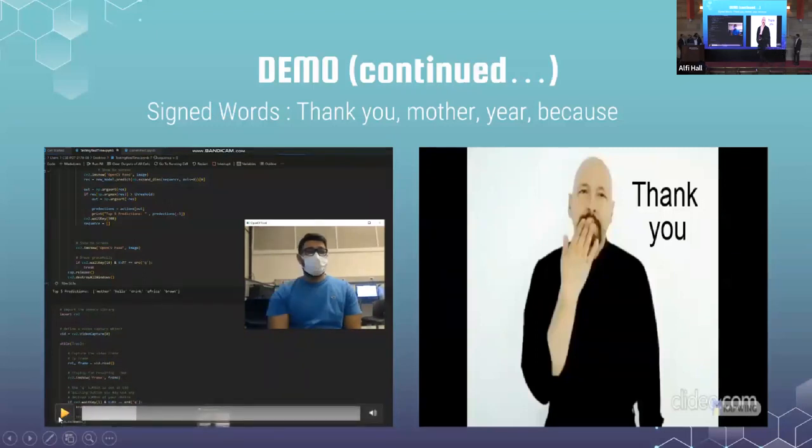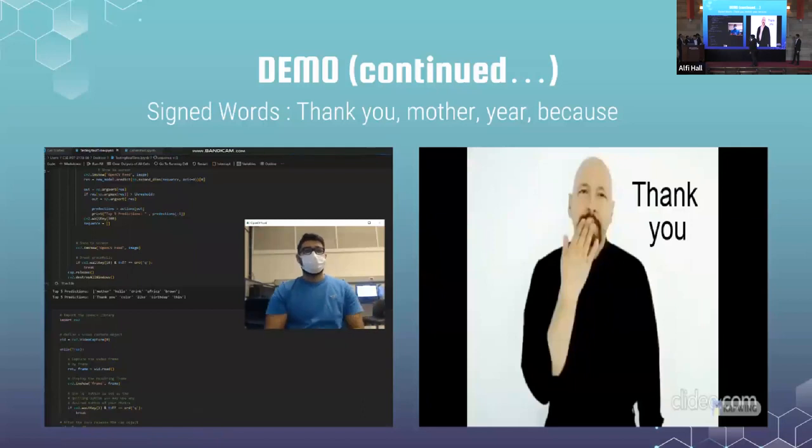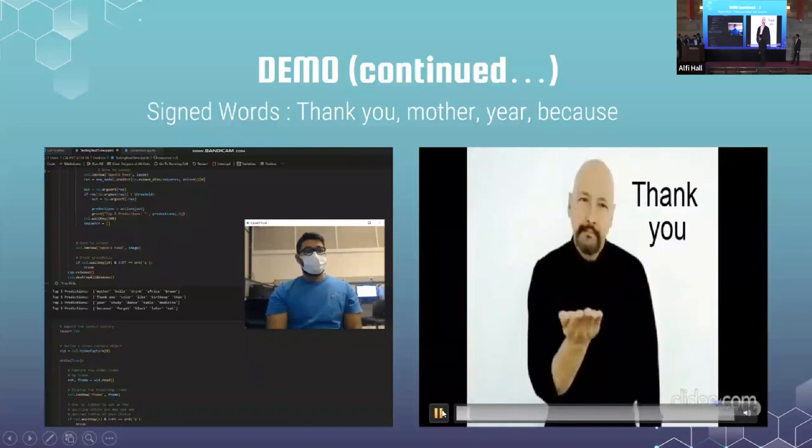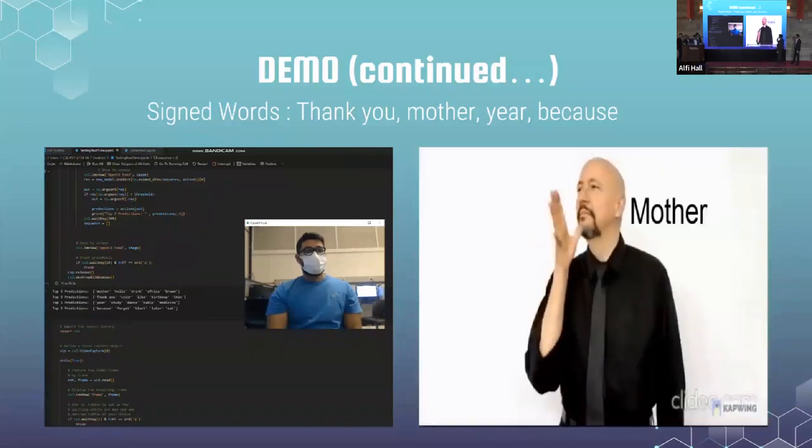I'm not sure if it's clear or not, but we had five predictions from the model. From the left to the right side, you have the highest prediction. So the highest word predicted was mother. The second word is thank you. The third word is year. And finally, because. And this is the sign language expert.